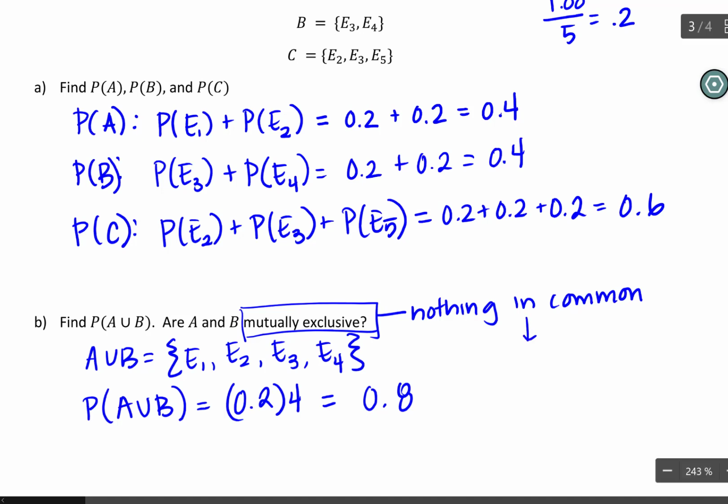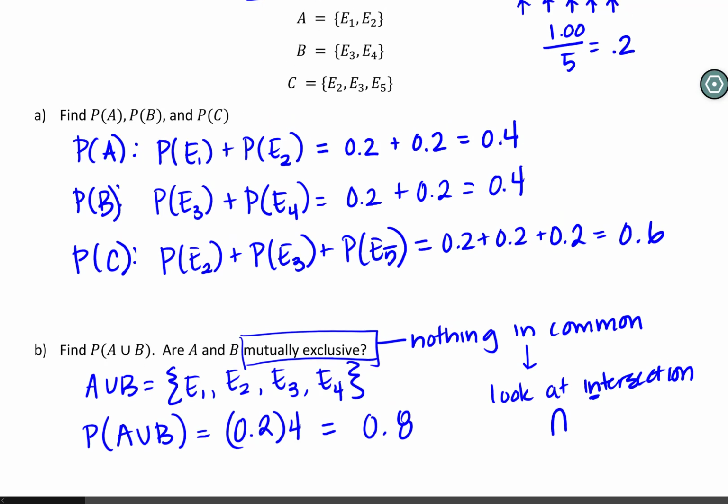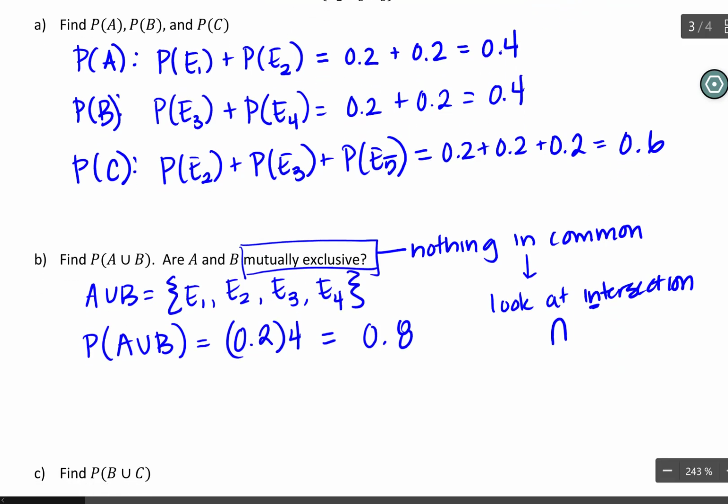So we want to look at the intersection. The intersection is what they have in common. And it is denoted kind of with the upside-down U, or with the N looking symbol. Union somewhat looks like a U. Intersection somewhat looks like an N. So if we look at A and then look at B, they don't have anything in common. So since they don't have anything in common, they are mutually exclusive. Yes, mutually exclusive.